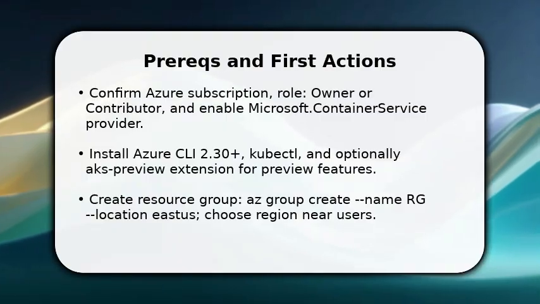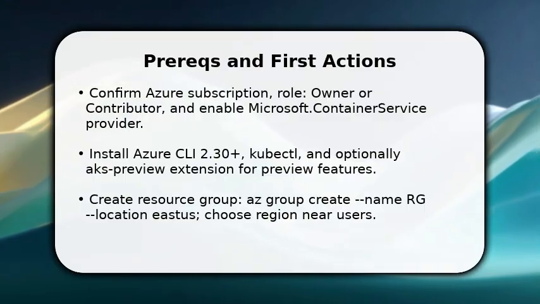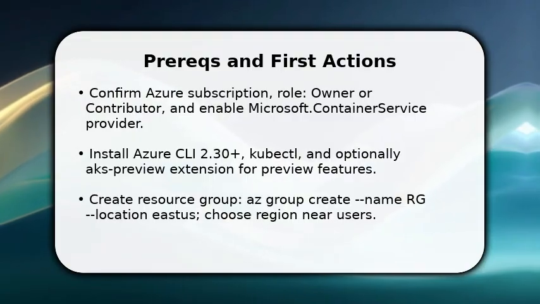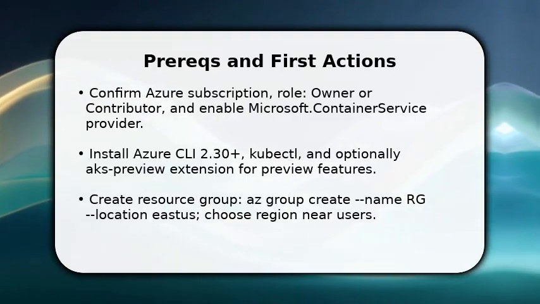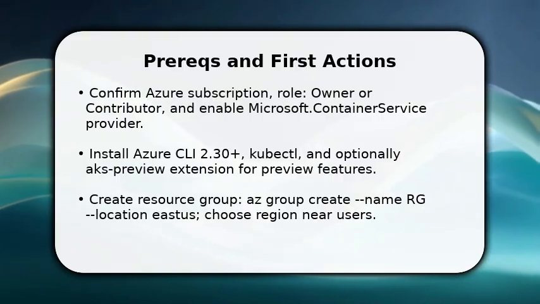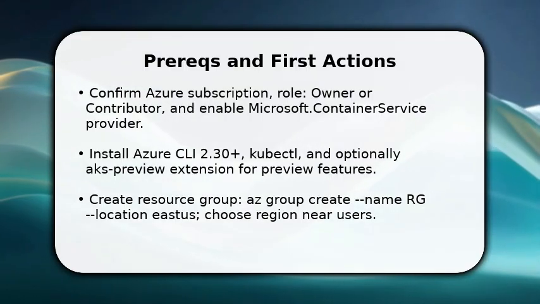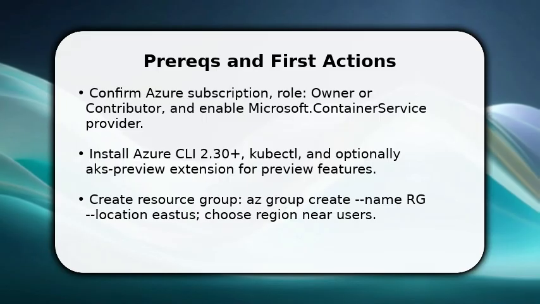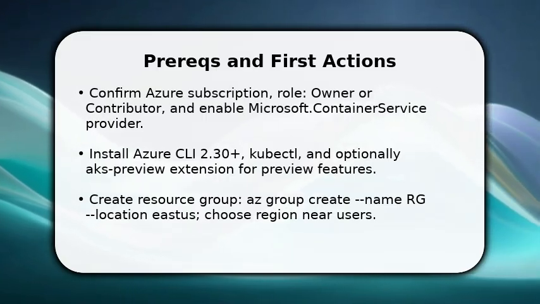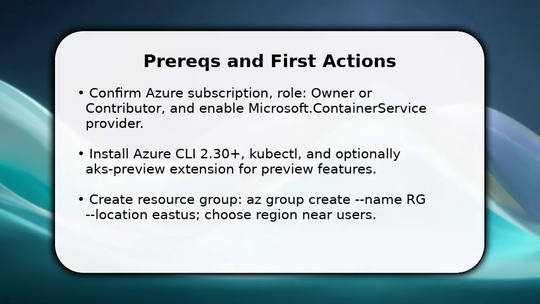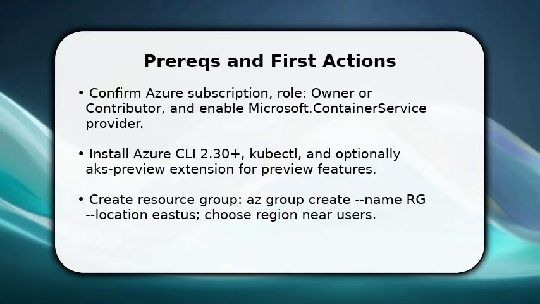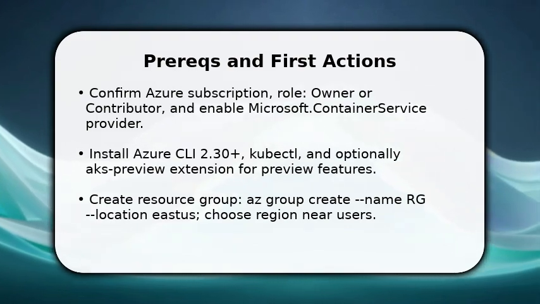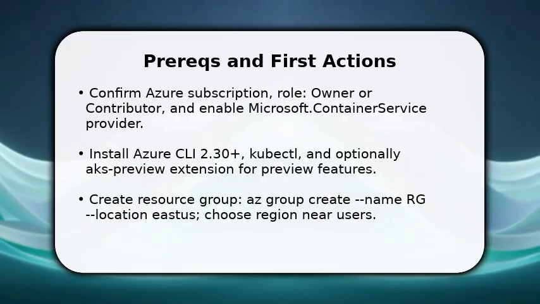You start by validating prerequisites so nothing blocks provisioning. Make sure you have an Azure subscription with Owner or Contributor permissions and register the Microsoft Container Service provider. Once done, install Azure CLI version 2.30 or newer, kubectl, and optionally the aks-preview extension to access newer features. Next, run az login and create a resource group with az group create --name RG --location eastus. Pick a region close to your users to reduce latency and keep naming consistent for later automation.